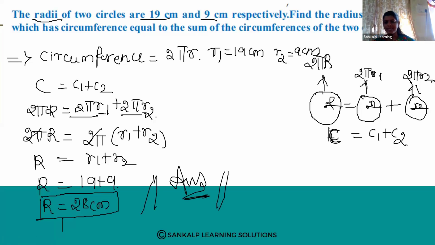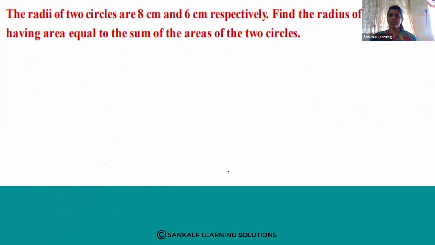This is our final answer. Understood? Yes, it is the same, right? So in the last problem, we discussed the area of the circle, the sum of the area of the circle. Here, circumference of the circle, sum of the circumference of two circles. Yes. So next question is, the radii of two circles are 8 centimeter and 6 centimeter respectively. Find the radius of the circle having area equal to the sum of the areas of two circles.